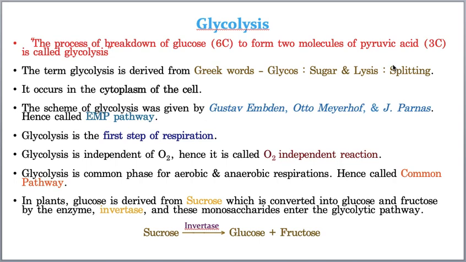Now this glycolysis in animals: when glucose enters into the cell, glycolysis takes place. How does it reach the cell? It reaches with the help of the circulatory system. Hope you understood the animals part.